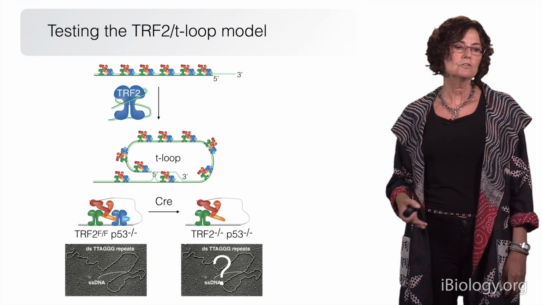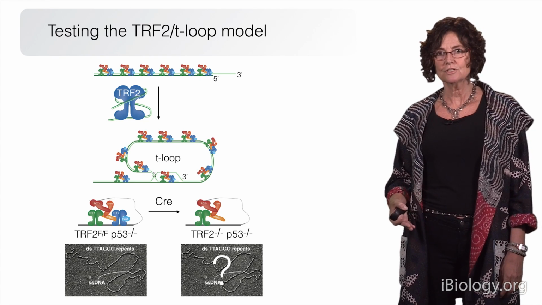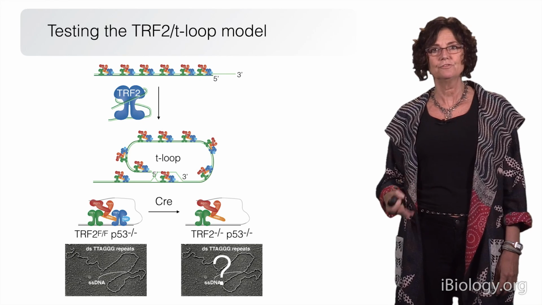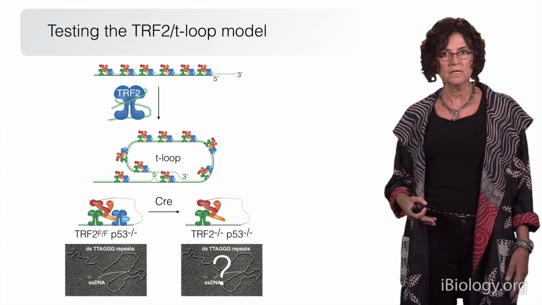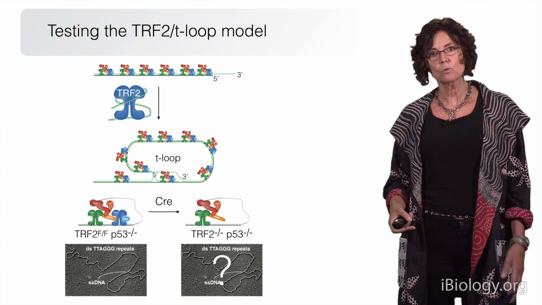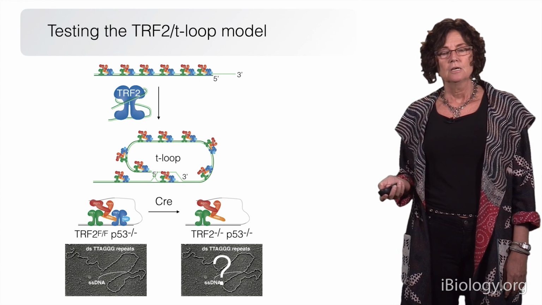The prediction of the model is that if you delete TRF2 from mouse embryo fibroblasts, the loop structure should be lost. So Jack Griffith and I tried to do this experiment for a very long time and failed because the EM technique is not really well suited for quantitative analysis.